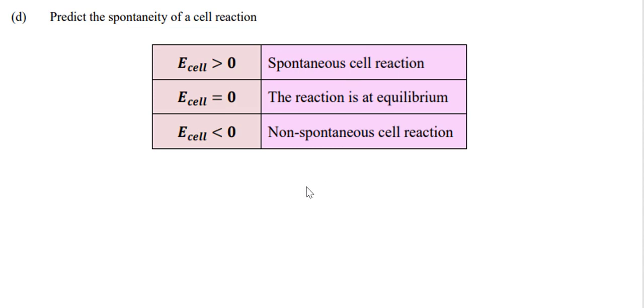So if our voltaic cell is not at standard condition, we are going to predict the spontaneity of the cell by comparing the cell potential value, which is the E cell value. So if the E cell is bigger than 0, or it gives us a positive value, the cell reaction is a spontaneous reaction. While if the E cell is equal to 0, it means that the reaction is already at equilibrium, and if the E cell is less than 0, or it gives us a negative value, it indicates that the reaction is a non-spontaneous reaction.